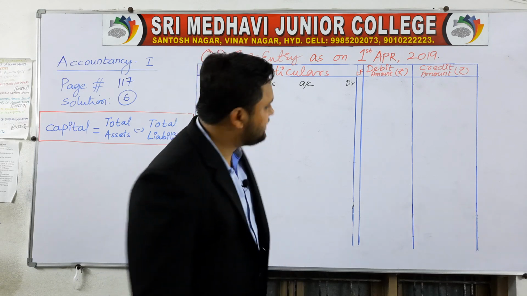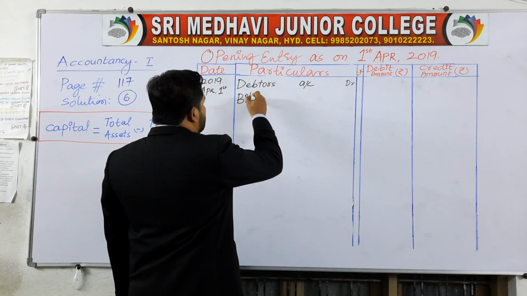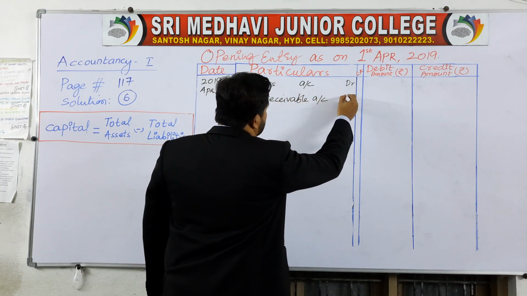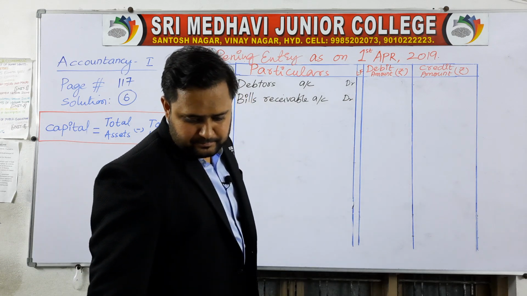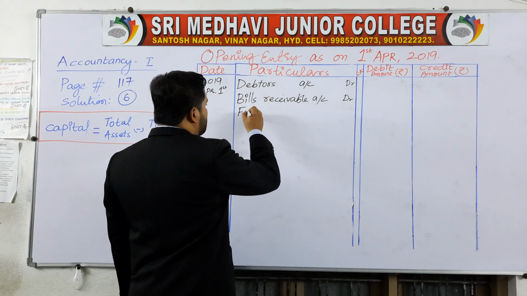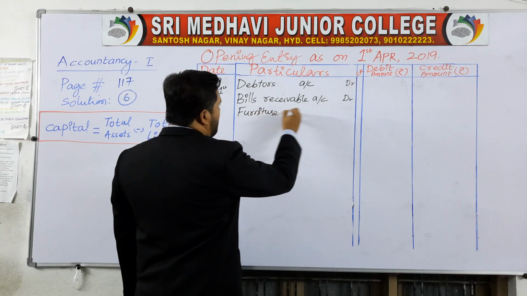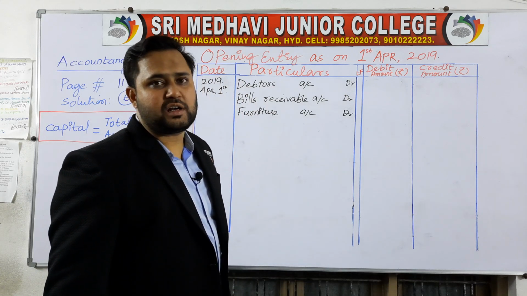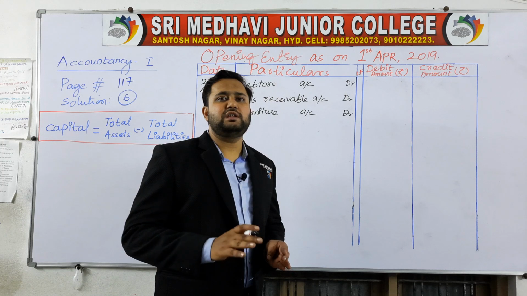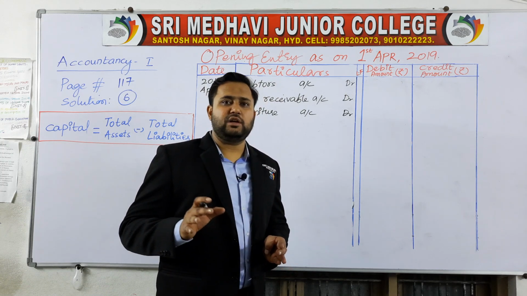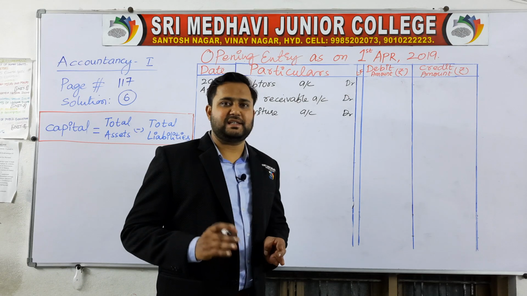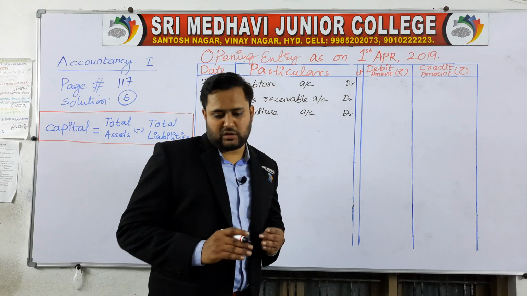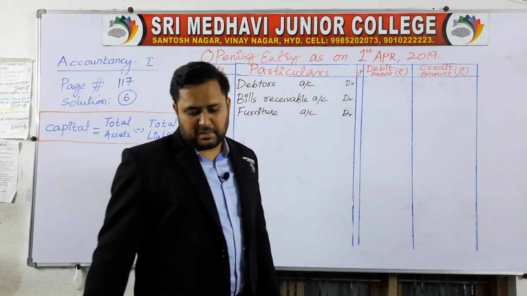Bills receivable account debit. Furniture account debit. Bank overdraft is a liability, so keep aside that liability. Already we have one liability called creditors. You write it after writing the assets. Bank overdraft is also a liability, so do not write the liabilities now. First you write all the assets, so you keep aside the bank overdraft.